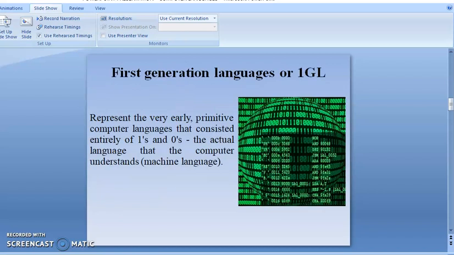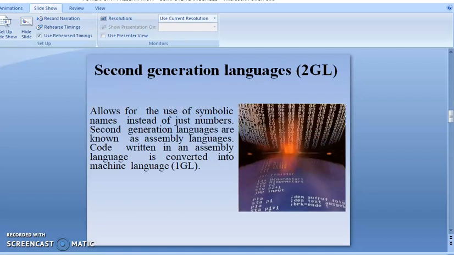First generation languages, or 1GL, represent the very early primitive computer languages that consisted entirely of 1 and 0, the actual language that the computer understands. Second generation language, or 2GL, allows for the use of symbolic names instead of just numbers. Second generation languages are known as assembly languages. Code written in an assembly language is converted into machine language.